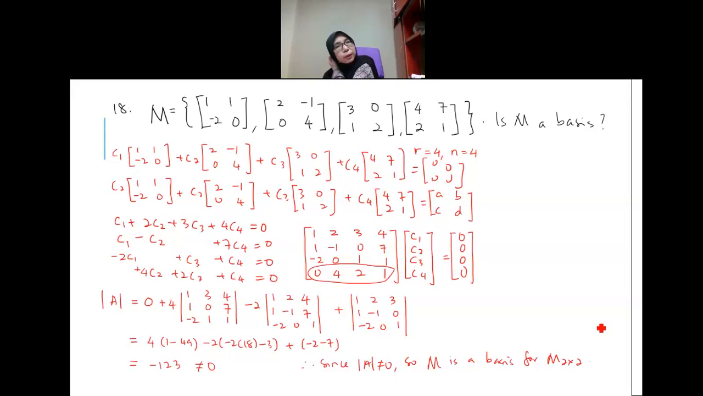So I hope you are clear about this one, basis, how to determine the given set with the vectors, okay, is a basis of a vector space. Okay, so this is the end of exercise about basis and dimension.